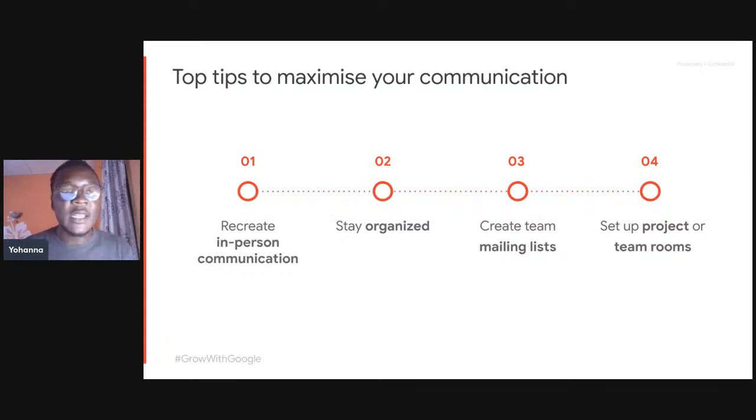Then create a team mailing list. It's very important, especially when you are working with a lot of people. Let's say you are working with vendors, you are working with a lot of business partners. It's very, very important you segment the email list. So if you want to send an email to my Nigerian partners, you know you have them on the mailing list. If you want to send to South African business partners, you have them, so you can easily have access to them. Then set up project or team rooms. It's very, very important. You also set up people in clusters as a team to work on projects and all of that, right? So that is how to maximize communication, right?